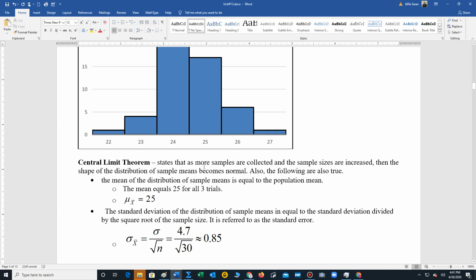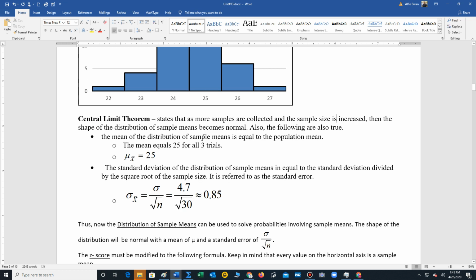It just states that as more samples are collected and the sample size is increased, then the shape of the distribution of sample means, all of these sample means that we are plotting, will become normal. It's not going to become a normal distribution, it's just going to be normally shaped. And it turns out that the mean of the distribution of the sample means will be the same as the population mean. So in this case, it's 25.